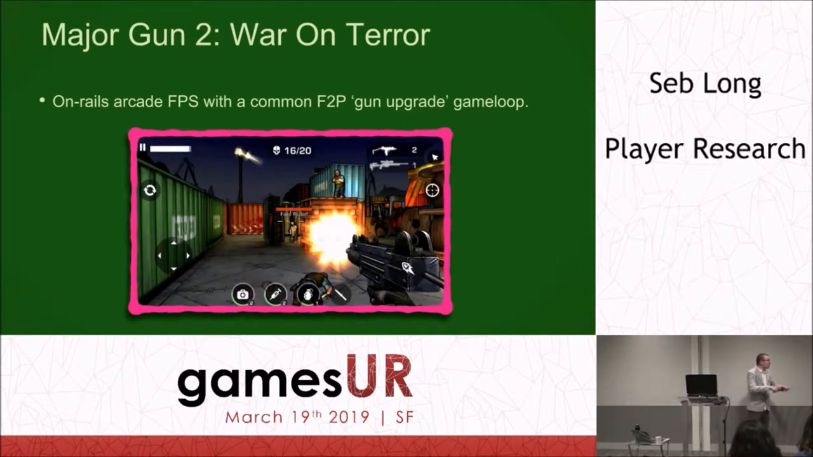So you can't move the character around, but you can move the camera in from a fixed position with a common gun upgrade game loop. It's a free-to-play game. You shoot baddies with guns to get currency, and then you get to spend that currency on better guns to shoot bigger baddies. Pretty common in terms of the loop. It's very common across many different types of game.